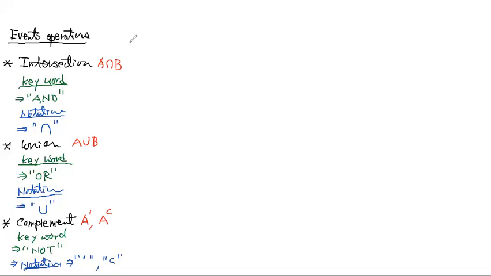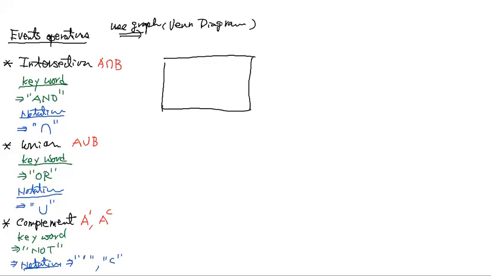So I can represent these operations. I can use a graph. And this graph, we call the Venn diagram. It's pretty easy to understand the concept. So what is a Venn diagram? In the Venn diagram, first you draw a rectangle. The whole rectangle, you call the sample space. So everything in there is the sample space here.